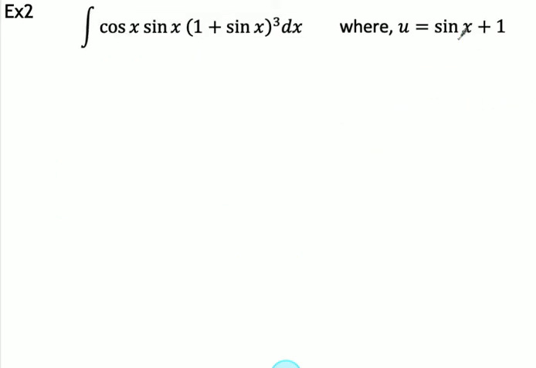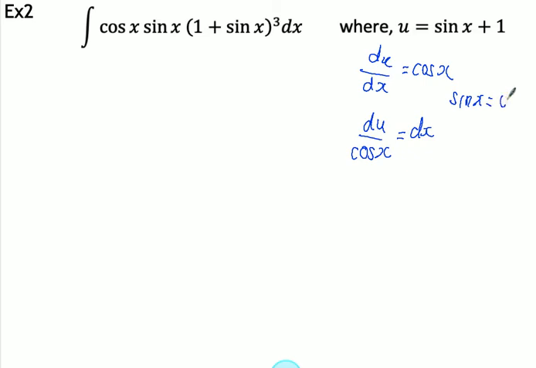So let's try this one. Yuck. Looks disgusting. So let's do this by substitution. First step, we are told the substitution. So let's write that down. And then we can make dx the subject. And then I'm also going to make the function of x the subject. Lovely.